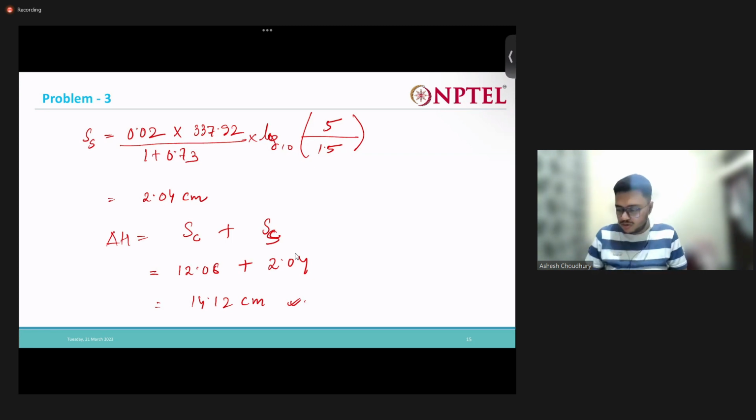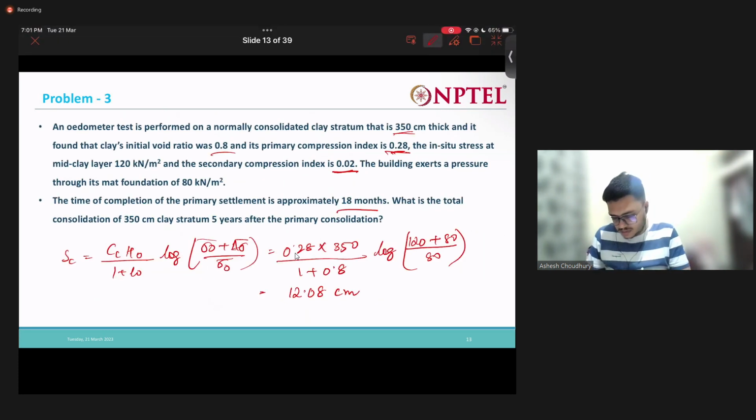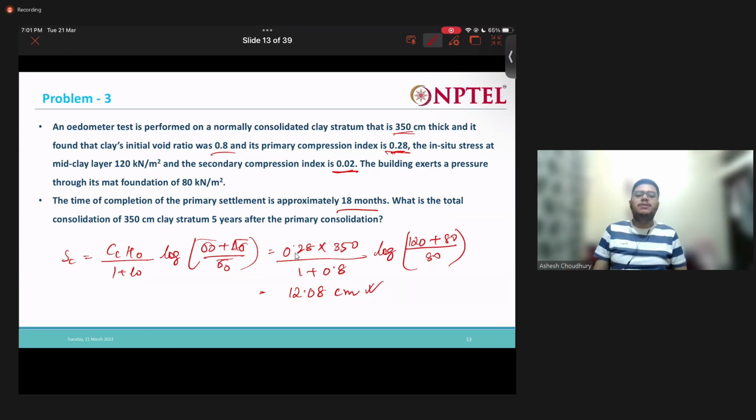So let us look into this problem once again. It was given to us that CC was given to us, everything was given to us, all the values required for us to determine the primary consolidation have been given to us. CC was given to us, this increase in stress is given to us, initial void ratio was given to us. So what we did was we determined this primary consolidation settlement.